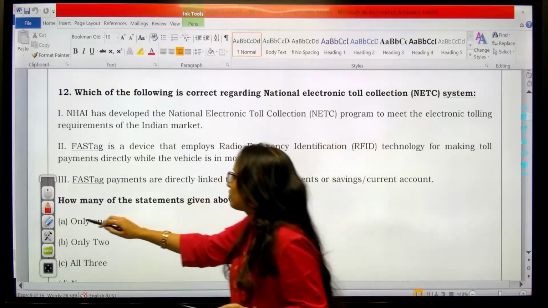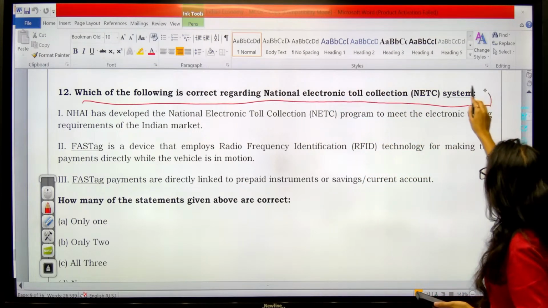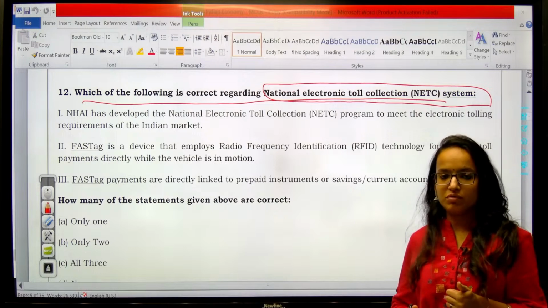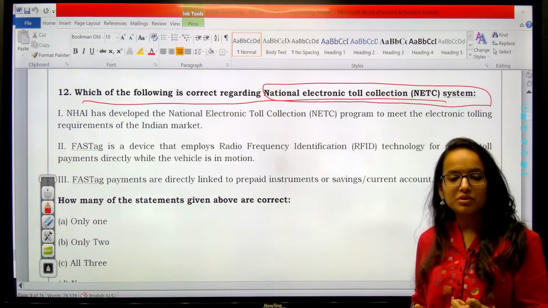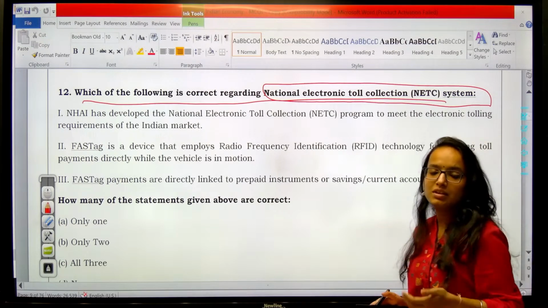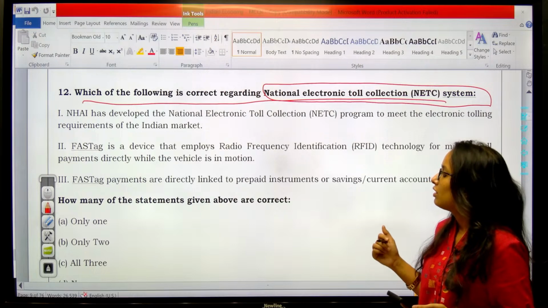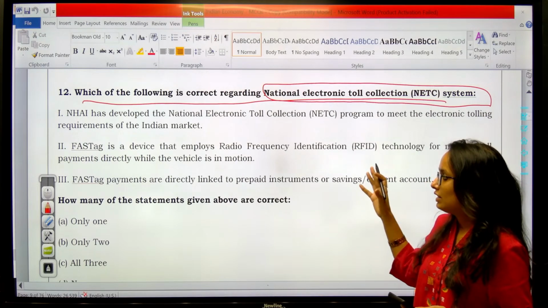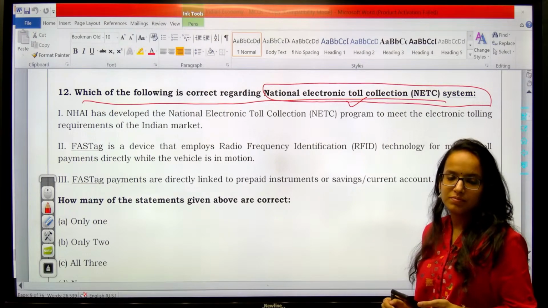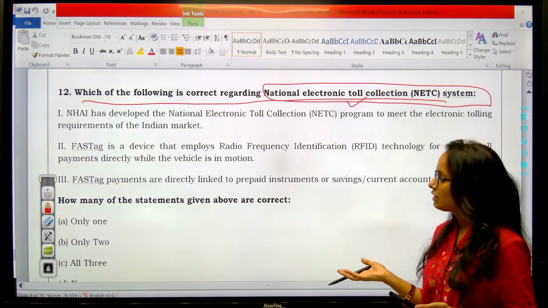Question number 12. Which one of the following is correct regarding National Electronic Toll Collection System, NETC? So this is interesting, again a very innovative solution, as you know, launched by the government. So basically these statements are there regarding your National Electronic Toll Collection System. You must have an idea about this. Tell me which statements are correct.